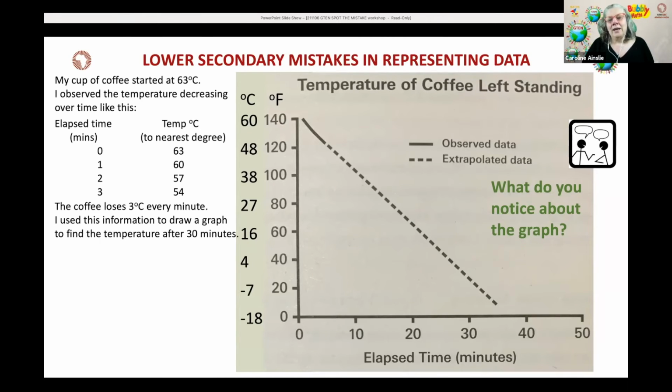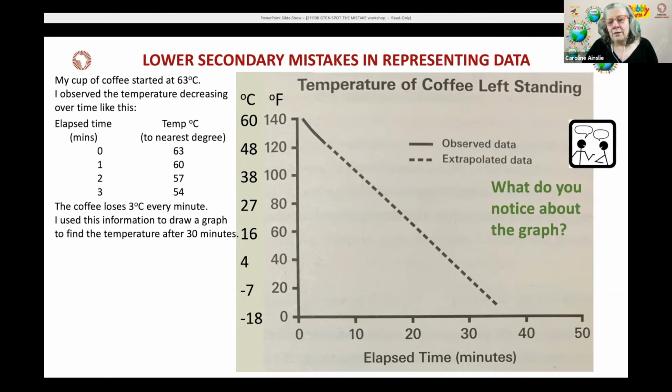This is a bit like the percentage of what. So have a look at that. The cup of coffee started at 63 Celsius. It was quite a cold cup of coffee already. And we measured the temperature. After 3 minutes, it had gone down to 54 Celsius. And so we're extrapolating that. So I used the information to draw a graph, extrapolated from that information, and there's the graph.